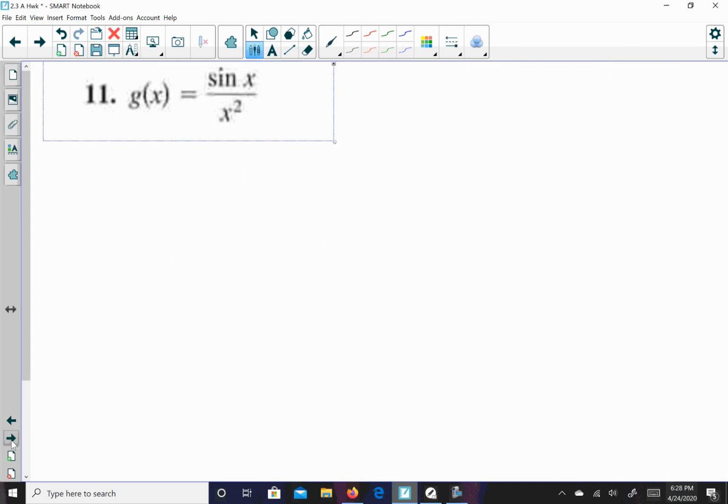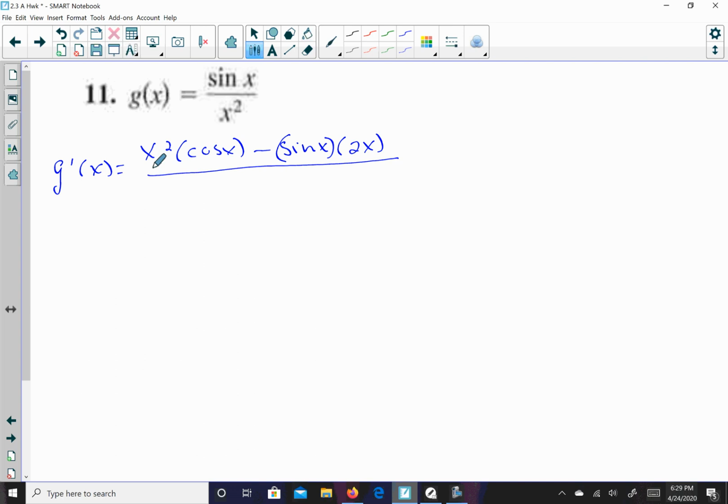Number 11, you're still taking the derivative using the quotient rule. So again, doing the quotient rule, I'm going to leave my denominator alone, take the derivative of my numerator, so the derivative of sine of x is cosine of x, minus, now I'm going to leave my numerator alone, so that will be sine of x, and take the derivative of my denominator and get 2x. I think I said that wrong, but I'm doing it right. And this will be all over x squared squared.